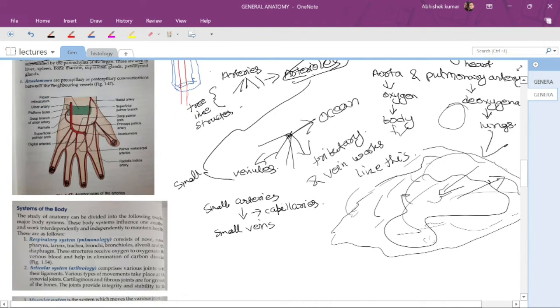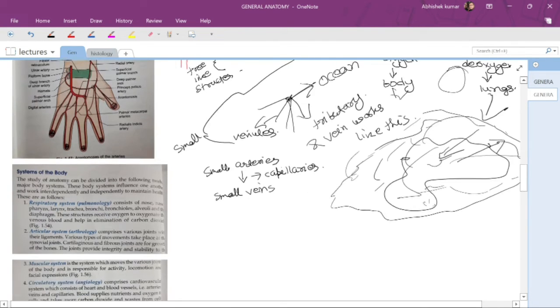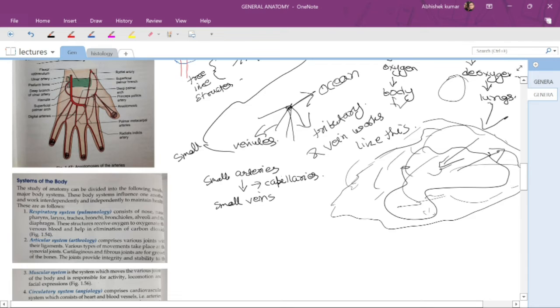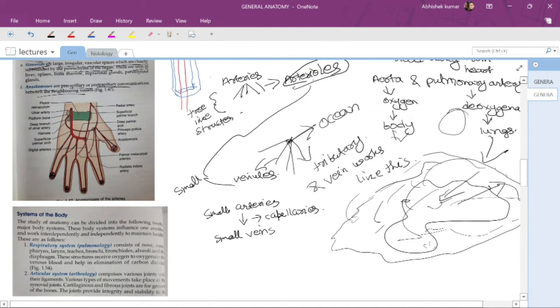Now, anastomosis is the pre-capillary and post-capillary communication between neighboring vessels. So, like, this is an artery, and this is a vein, and this is their meeting point. This meeting point of theirs is known as anastomosis.